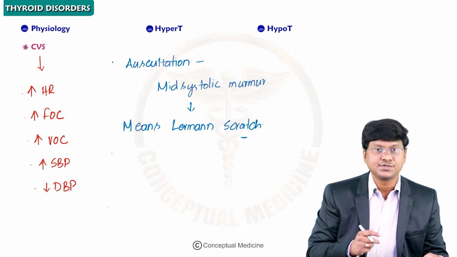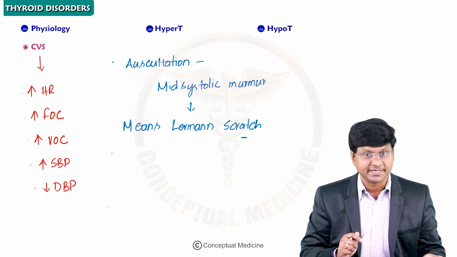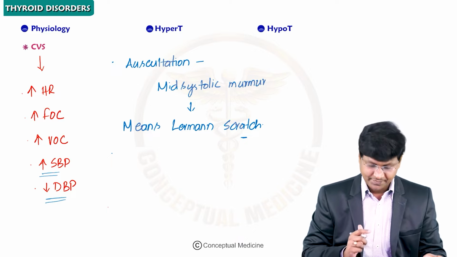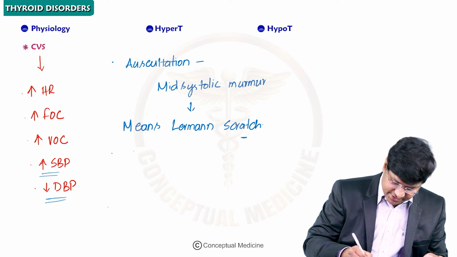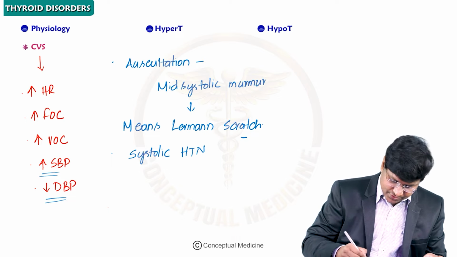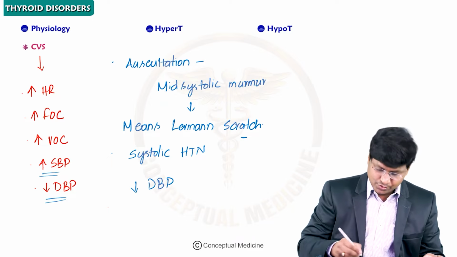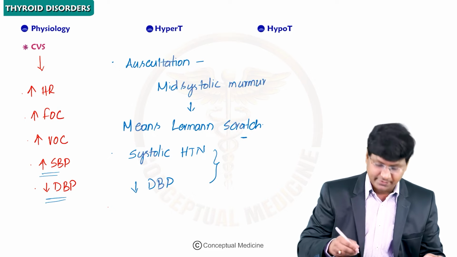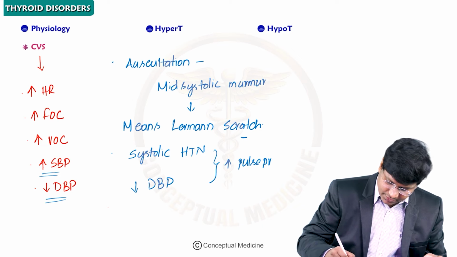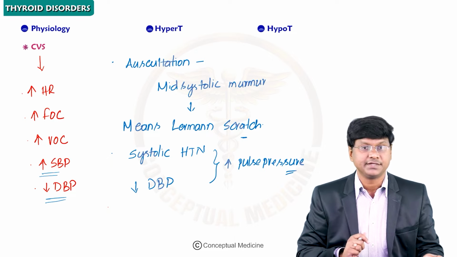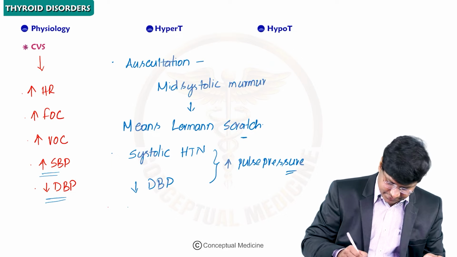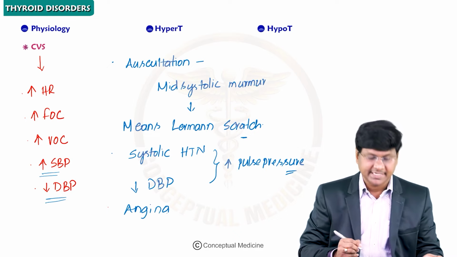Next, in the basic physiology of thyroid hormone in the cardiovascular system, what I have discussed about blood pressure is that it will increase the systolic blood pressure and decrease the diastolic blood pressure. So in hyperthyroidism, the individual will have systolic hypertension, and the diastolic blood pressure will be reduced. So overall, there will be an increase in the pulse pressure of the individual. In these patients, the individual can also develop angina. So these are the cardiac manifestations in patients with hyperthyroidism.